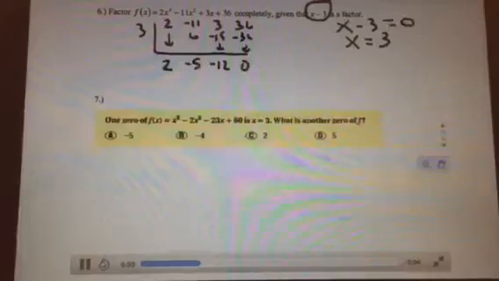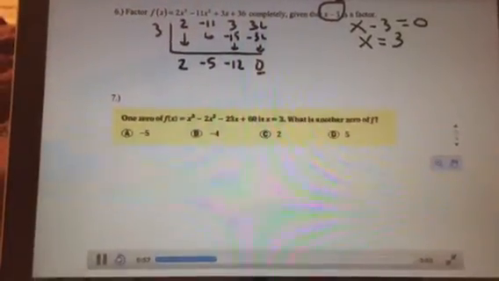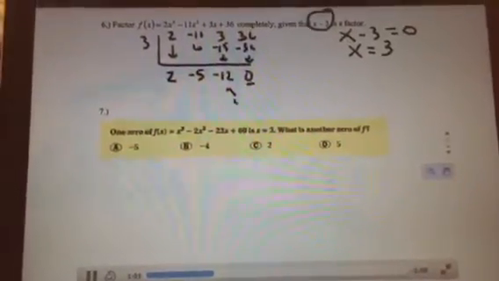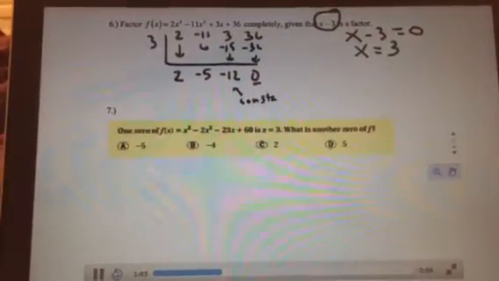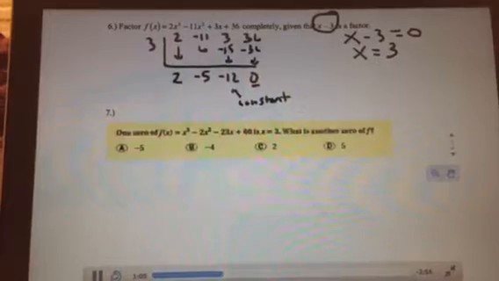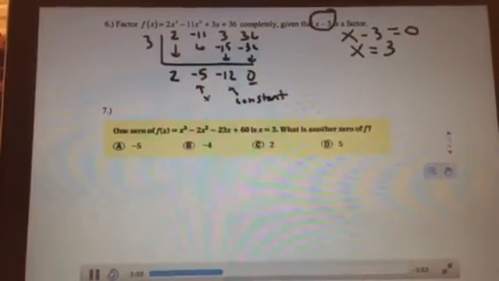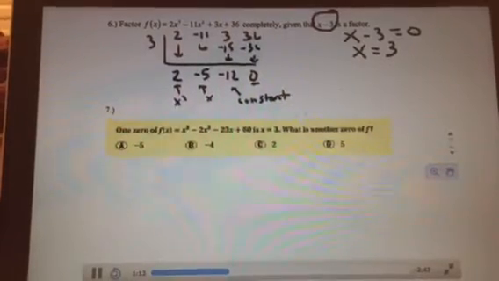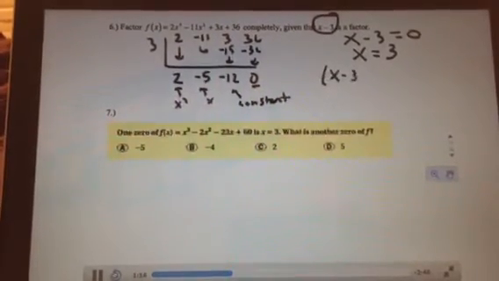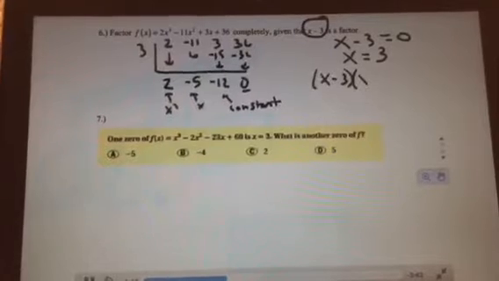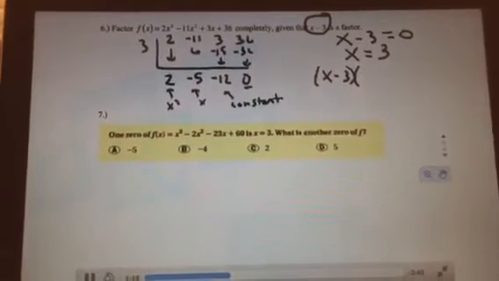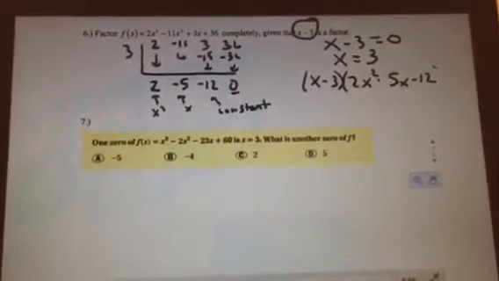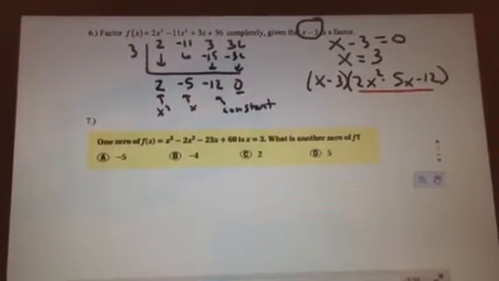I add and I get 0, which is good, because they told me x minus 3 was a factor, which means that my remainder should be 0. So this is my constant. Is that a remainder of 0, constant's negative 12. This is my linear term, this is my quadratic term. So far I know it factors into x minus 3 that they gave me, and 2x squared minus 5x minus 12. And so now I need to factor this.